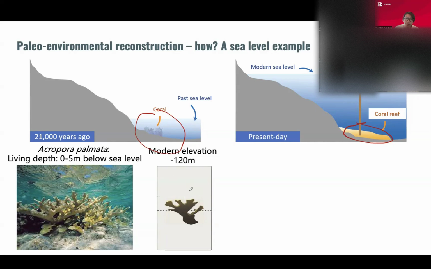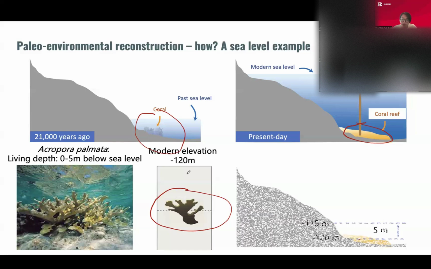And in this lab, we found this coral sample, right? At a modern elevation of 120 meters below sea level. And from the lab analysis, we can identify what type of coral it is. For example, a specific type of coral called Acropora palmata, which lives 0.25 meter below sea level.